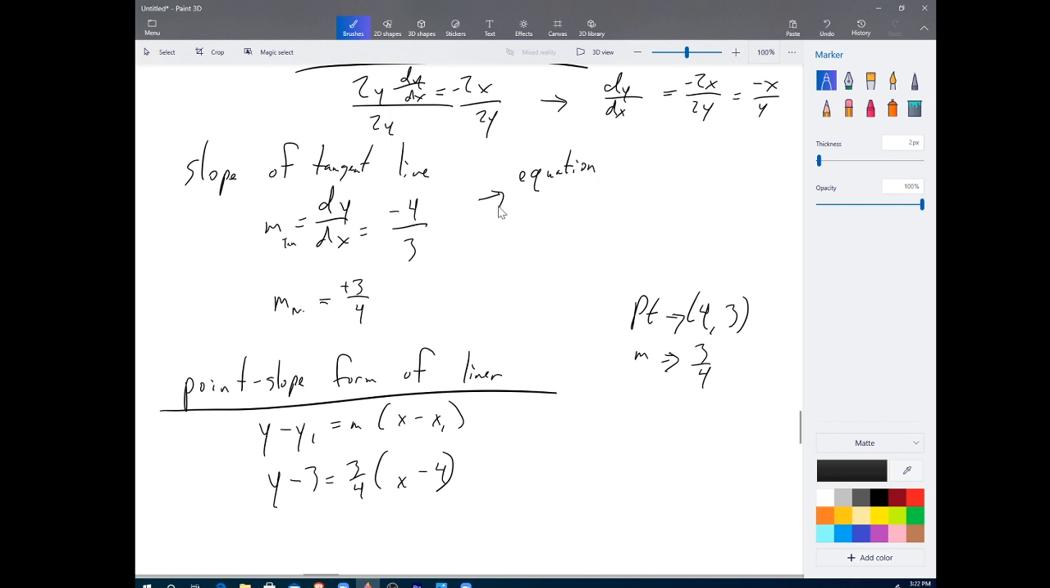Same point, different slope. Still going to be y minus 3, but now it's going to be negative 4/3 here. Everything else is the same. And this is the equation of the tangent line.